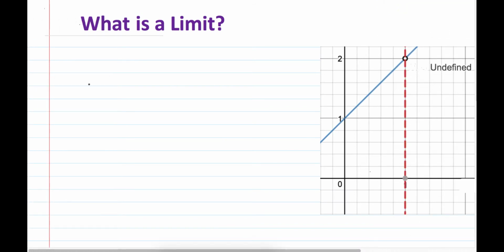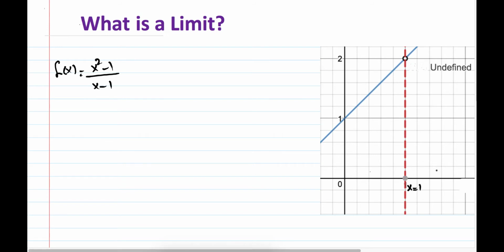So here is our function. This is f of x equaling x squared minus 1 over x minus 1. The blue graph right here is the graph of f of x equaling x squared minus 1 over x minus 1. This is x equaling 1. At x equaling 1, we do not have any y value. However, in the vicinity around 1, we are interested in the value of the function.